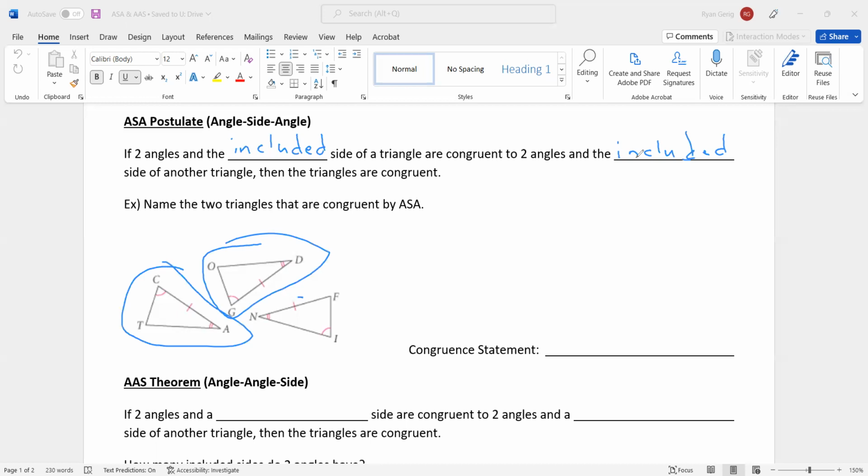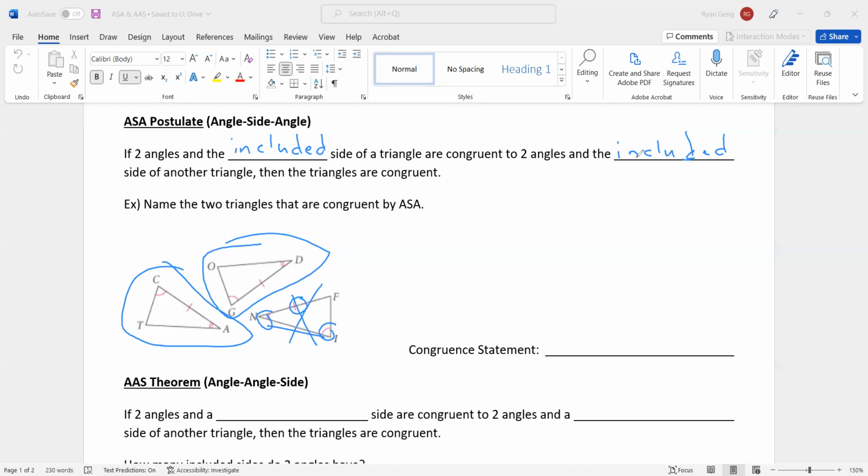Notice where this marked side is. It's outside the 2 angles. So if I look at these 2 angles, 1, 2, the included side is the side that I would use to draw between those 2 angles that are marked. So the included side would be the little line that I just drew. All right, so it's not this one.